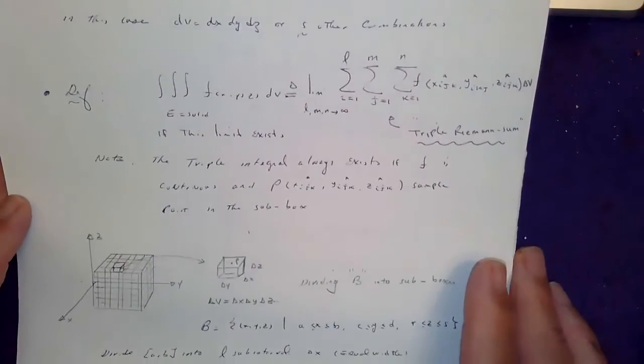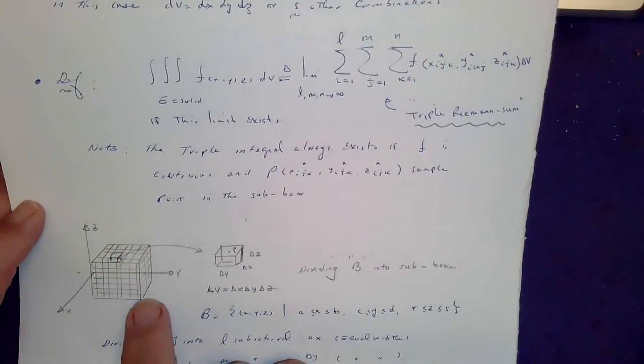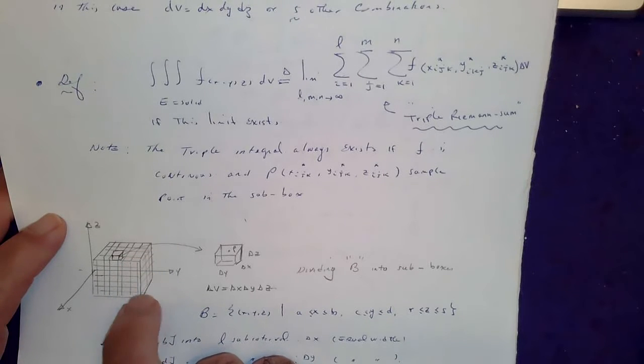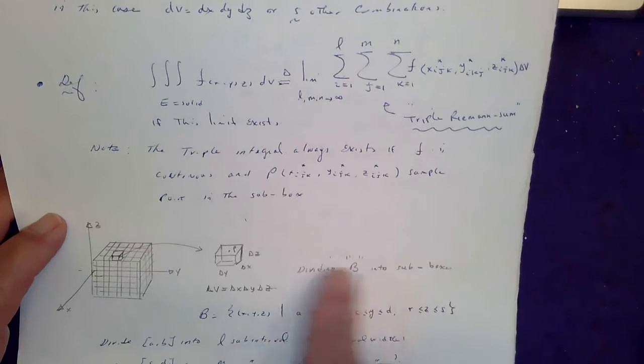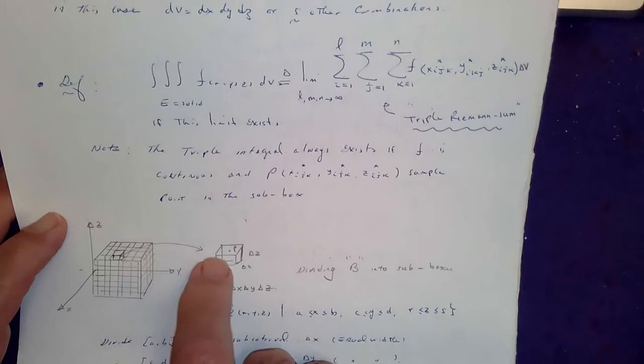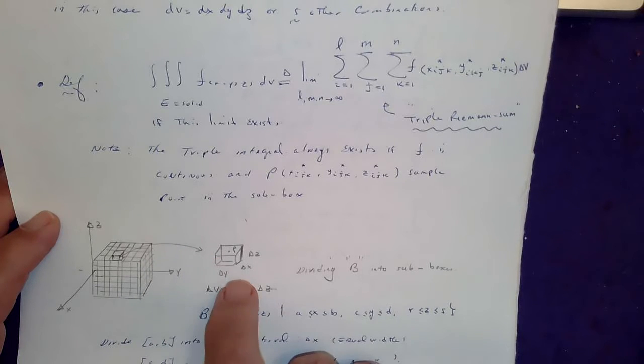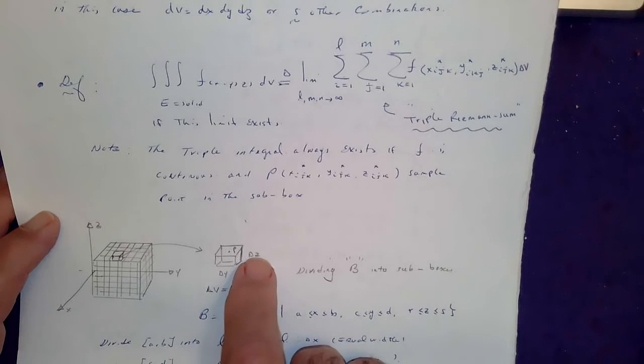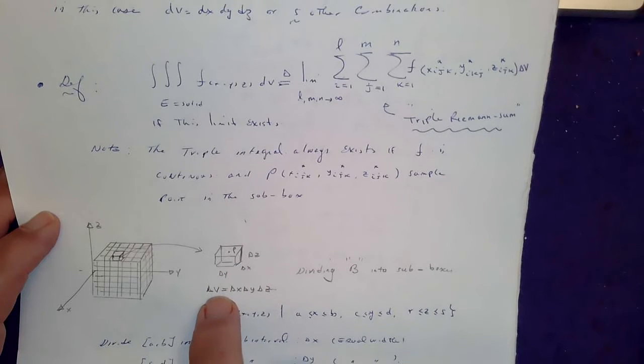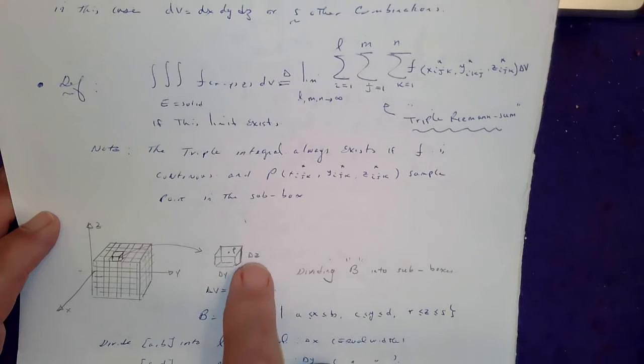So what happens is we're going to divide the three-dimensional space into what? Into sub boxes. And we're going to take one of those typical boxes. Notice the length, the width and the height of the box are dy, dx, dz. So the volume element is dx, dy, dz, which is length times width times height.